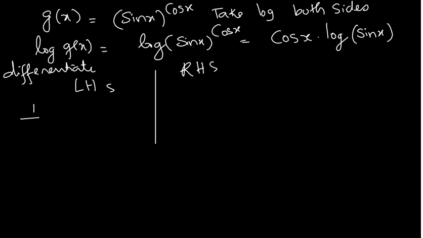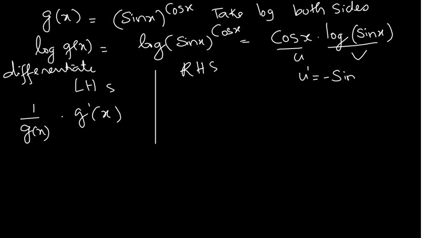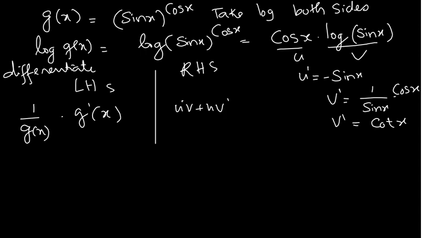So LHS differentiation is 1 by g of x into g dash x. RHS differentiation, you have got two functions, this is u, this is v, and in the v again you have to use the chain rule. So we will have u dash equal to minus sin x, v dash equal to 1 by sin x into differentiation of sin x, which is cos x. So that's equal to cot x. v dash is cot x. So using the formula u dash v plus u v dash, u dash is minus sin x, into v is log sin x, plus u v dash, cos x into cot x.